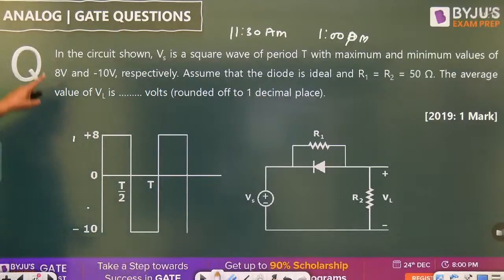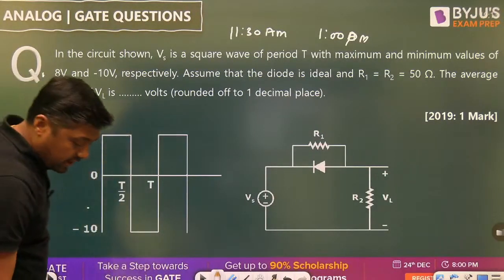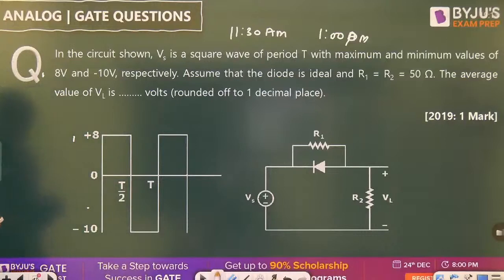Then in the circuit shown, Vs is a square wave of period T with maximum and minimum values of 8 volt and minus 10 volt respectively. Assume that the diode, this one, is ideal. Find the average value. How are we going to find the average value? Tell me, what is the answer?